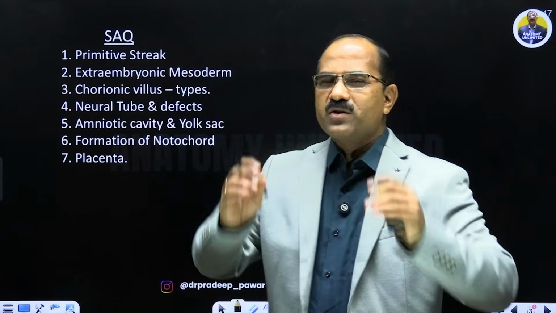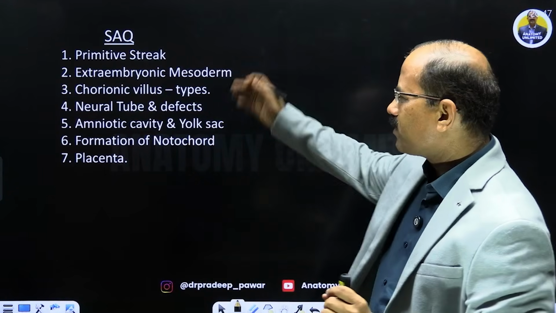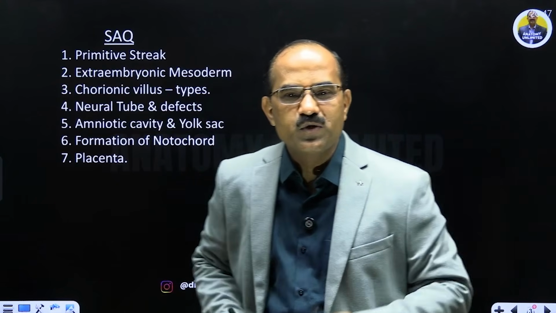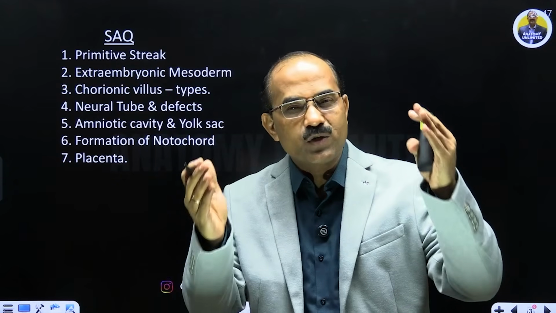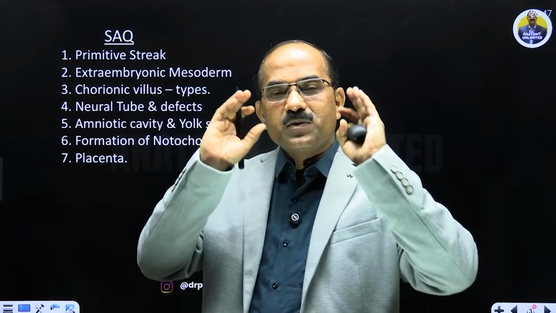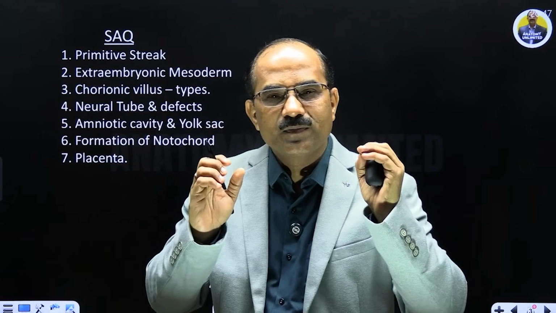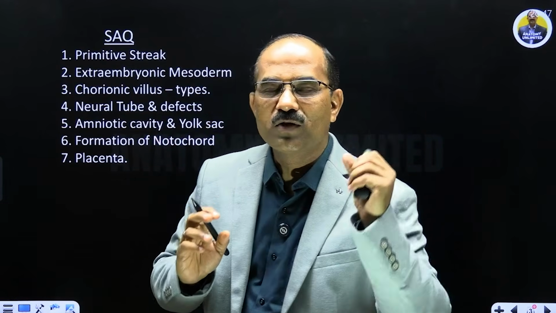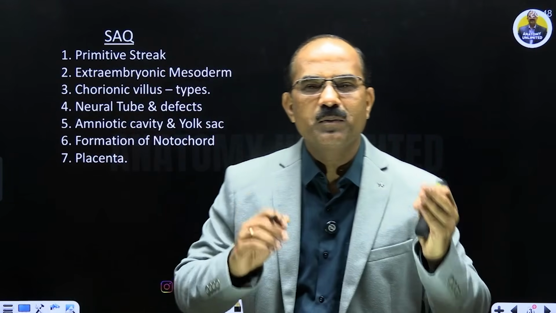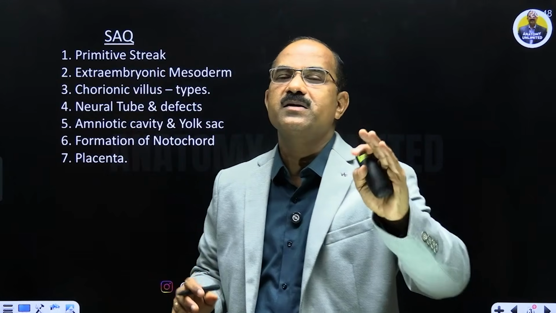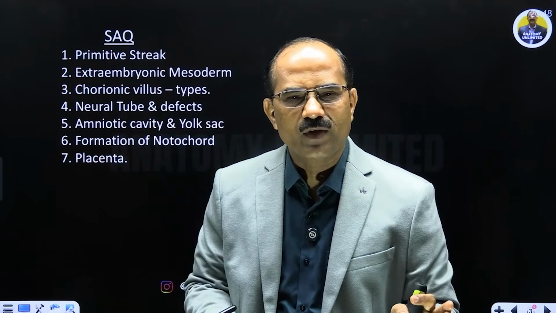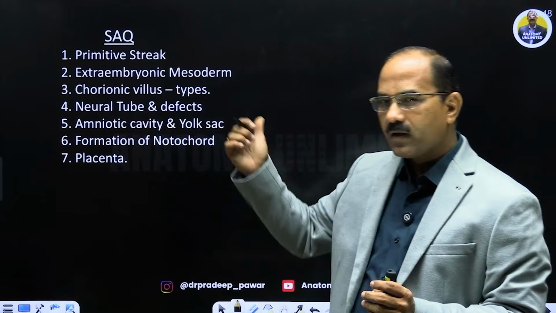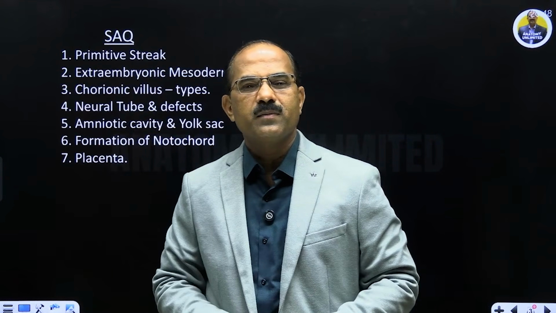right? So the first and the very important topic from general embryology is primitive streak. So you have to write how the primitive streak is formed, how the epiblast grows, right? What is primitive node, what is primitive pit, the functions of primitive streak, the formation of notochord, and the three germ layers. The fate of primitive streak, it disappears. If it remains, it results in a sacrococcygeal teratoma, right? And you have to draw diagrams for that. So that's primitive streak.